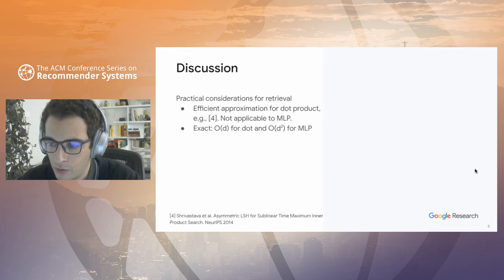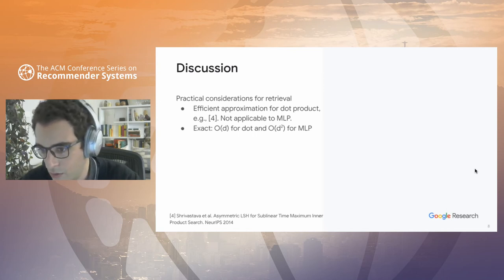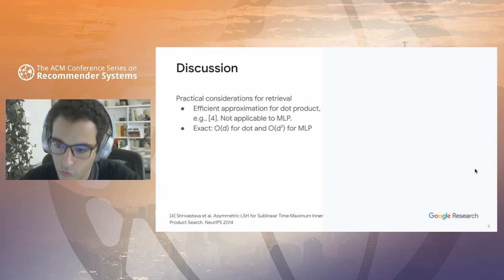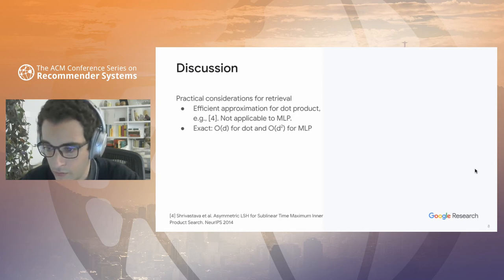So beyond these experimental results, there's also a practical advantage of dot product that one should keep in mind, which has to do with retrieval. Retrieval can be done efficiently for dot product. There are approximate inner product search techniques that a priori don't apply to MLPs. And even if we were to do exact scoring for retrieval, the cost of scoring under dot product would scale linearly in the embedding dimension, and under an MLP, it would scale quadratically. So this would also make it impractical for a very large scale.